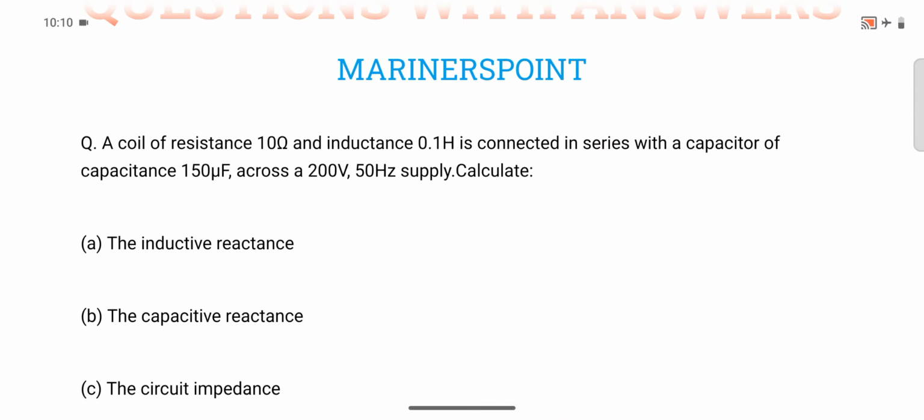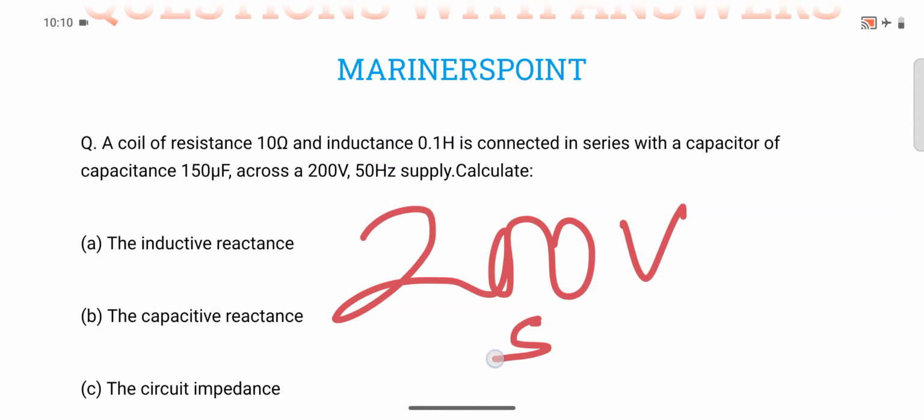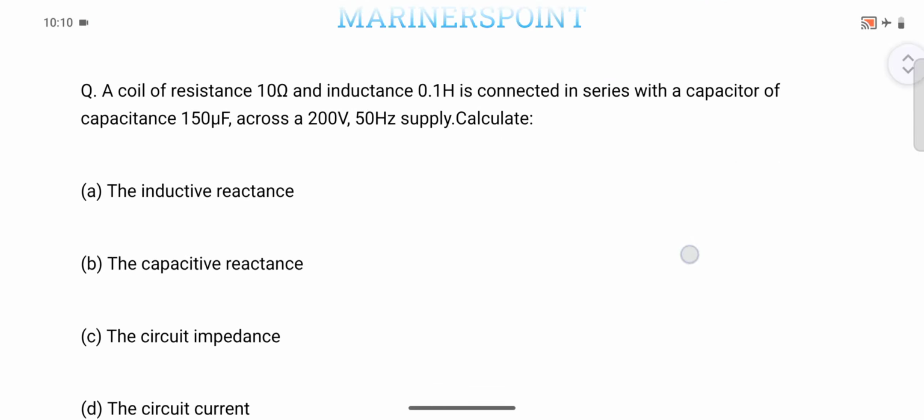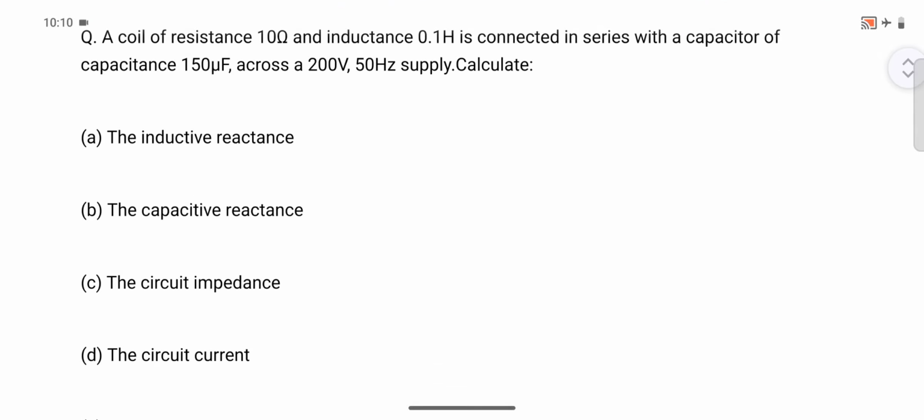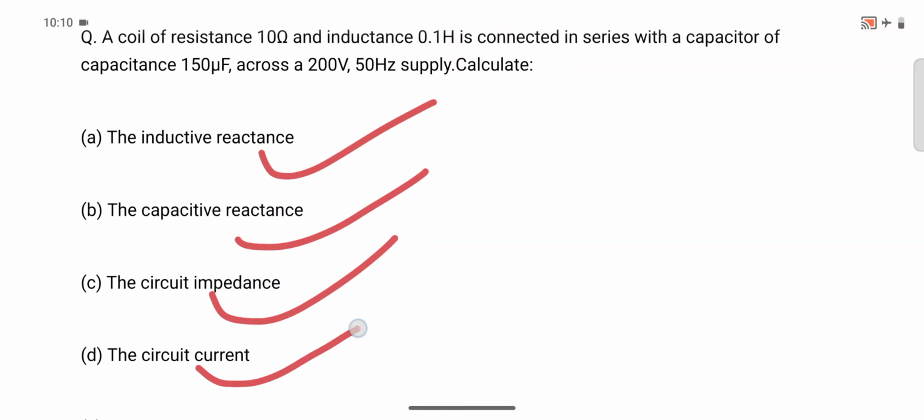A coil of resistance 10 ohm and inductance 0.1 Henry is connected in series with a capacitor of capacitance 150 microfarad across a 200 volt, 50 hertz supply. Now we have to calculate inductive reactance, capacitive reactance, circuit impedance, and the circuit current.